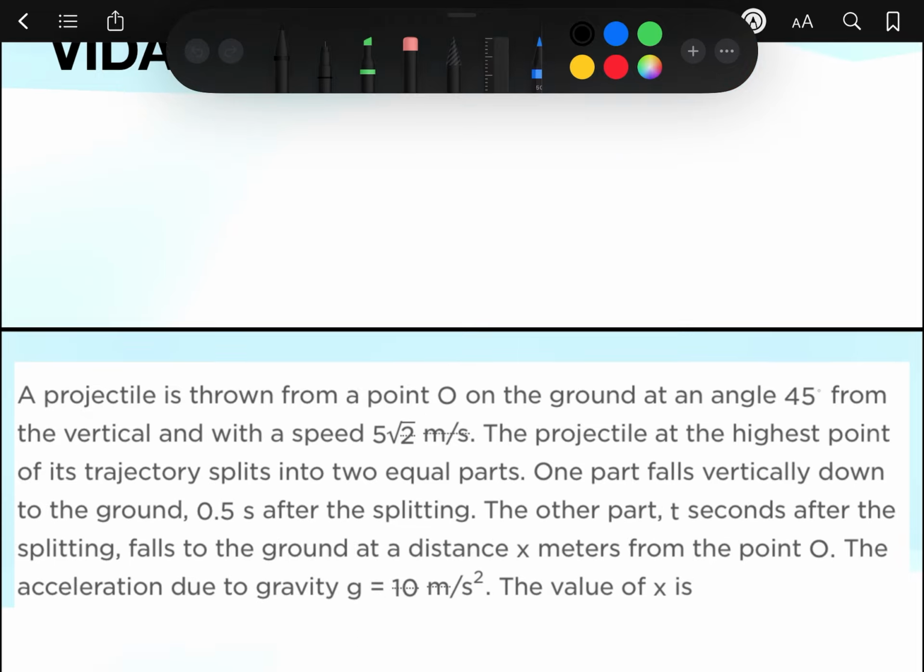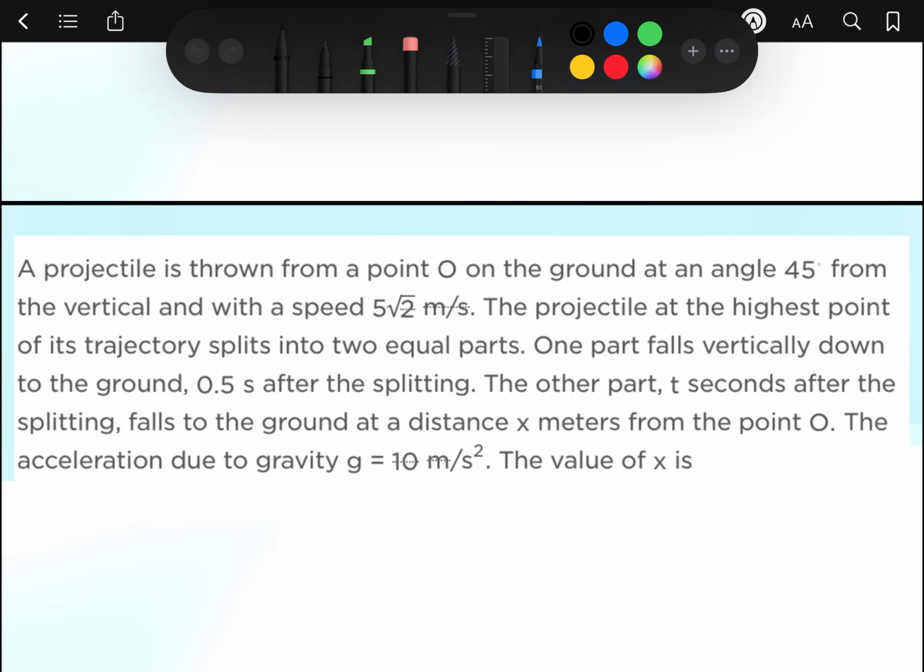So this is a question from IIT JEE PYQ, JEE Advanced 2021. This question is from the Advanced paper 2021 from the projectile chapter. The question is, a projectile is thrown from a point O on the ground at an angle 45 degree from the vertical. That means from the horizontal also it is 45 degree, and with an initial speed 5√2 meter per second.